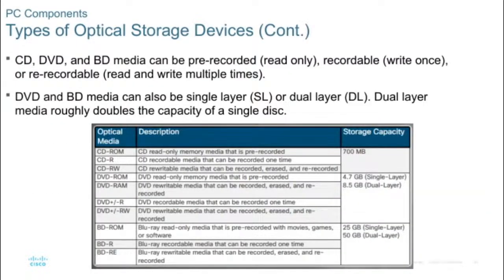When we talk about optical storage media like CDs, DVDs, and Blu-ray discs, there are three main types. First, pre-recorded discs. These are read-only, so you can't change the data. Then, recordable discs, which let you write data once. And finally, re-recordable discs, where you can write and erase multiple times. For DVDs and Blu-rays, there's another important distinction: single layer or dual layer. Dual-layer discs nearly double the storage capacity, giving us more space on the same physical disk.